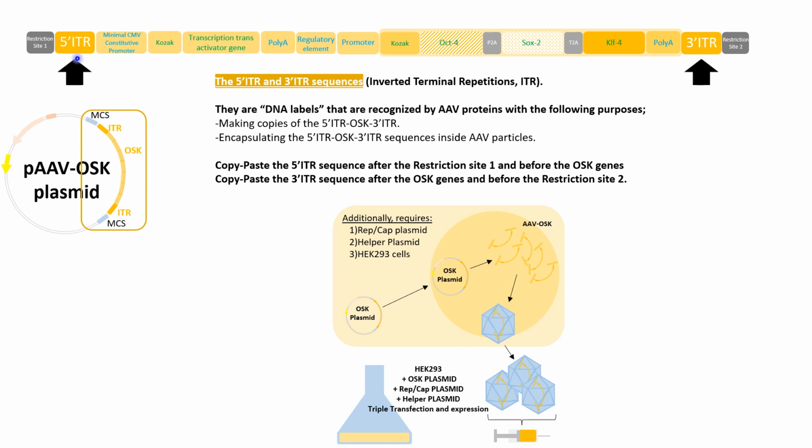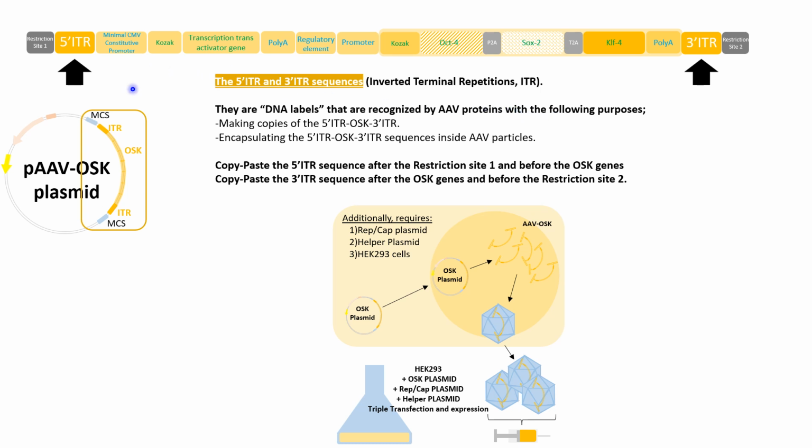We copy paste the 5' ITR after the restriction site 1 and before the cassette of genes. And then we copy paste the 3' ITR after the genes and before the restriction site. Okay, this is how it should look.